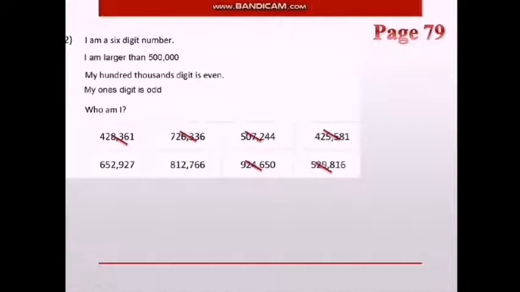Then my ones digit is odd. The ones must be odd, so I will cancel any number its ones is even. Look here, the ones is odd, so it's right. Here, the ones is 6 and 6 is even, so we will cancel this number. Now we have only one number, 652,927, so it is the right answer.